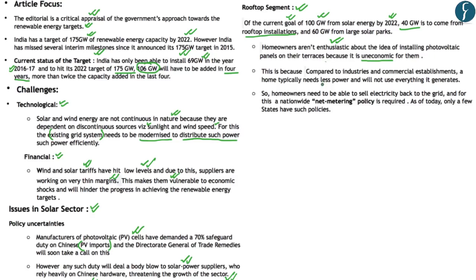And this is because homeowners typically need less power and will not use everything that they generate. So, with regards to this, the author in the editorial has given the suggestion of a net metering policy through which the homeowners who have installed a rooftop segment of solar power energy would be able to sell the excess electricity that they have produced back to the national grid. However, according to the author, only a few states in India currently have such policies.